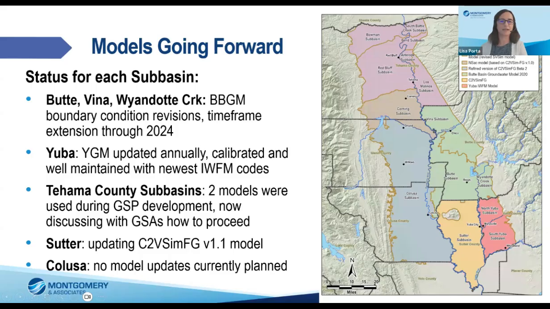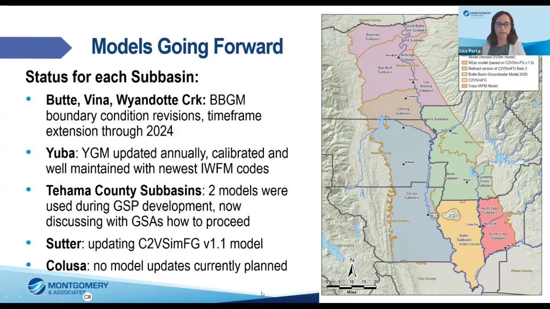models. So the status right now is that the Butte County models of subbasins, Butte, Vina, Wyandotte Creek, they will use the BBGM with revised boundary conditions and a timeframe extension to 2024. And I will describe this a little bit more in the next few slides. And then in the US subbasin, the periodic evaluation was already submitted. They also have a local IWFM model that is updated annually, calibrated and maintained. So they move forward with their model. It's a long-term local model that I've used. So Butte and Yuba have their own local models.